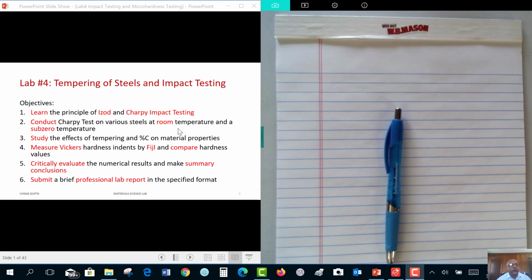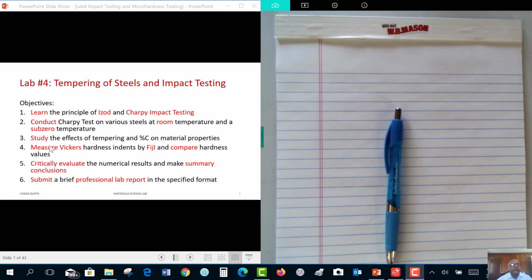We are in lab number 4, which is on tempering of steels and impact testing. Here are our objectives. We are going to learn about the principle of IZOD and Charpy impact testing, and then conduct Charpy tests on a variety of steels at room temperature and at a sub-zero, very cold temperature. Through this, we want to study the effects of tempering and percent carbon in the steels on the material properties.